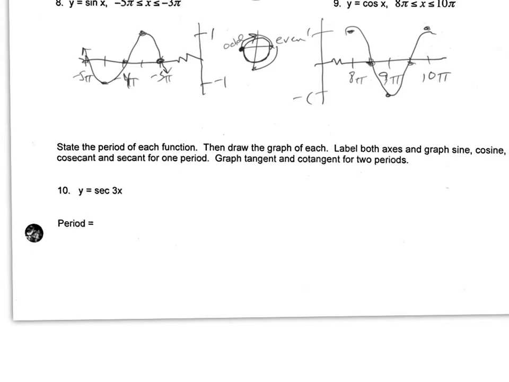So for secant, the period is 2 pi over b. The b value is right next to the x, so this is 2 pi over 3. Amplitude on this, there isn't one, but you do need to label the ones because when you go to graph the cosine, you need to know where the ones are.